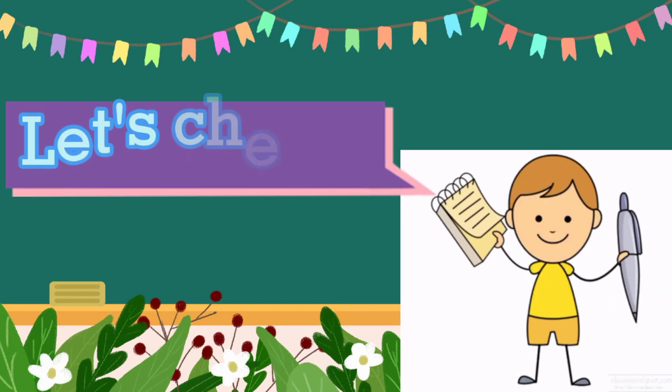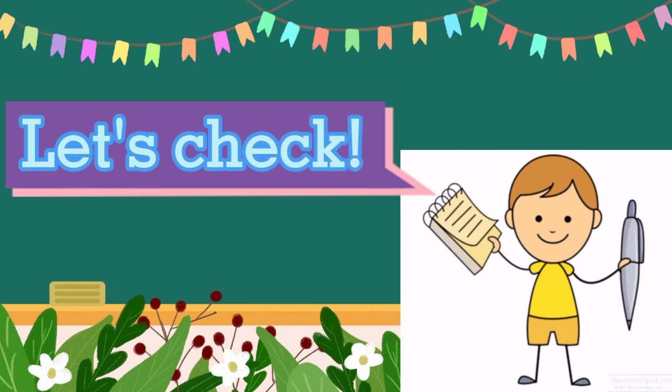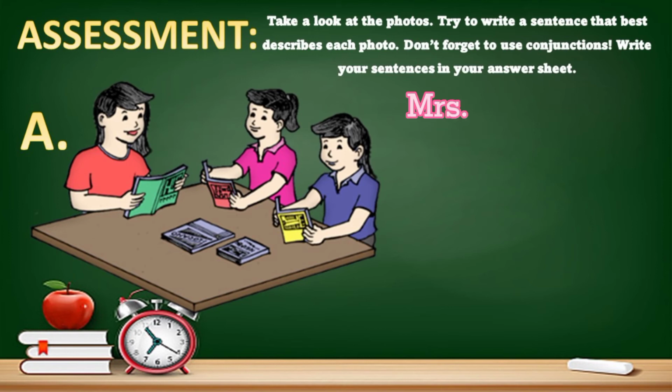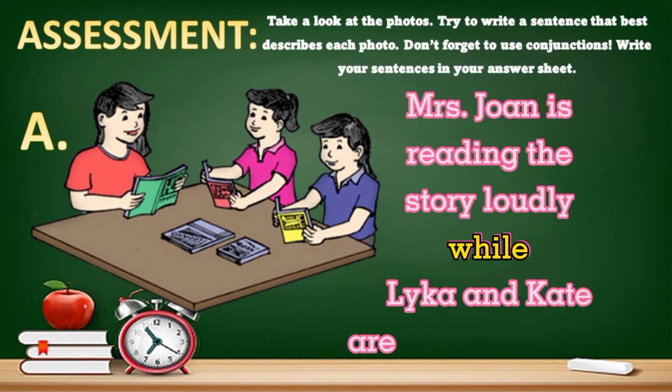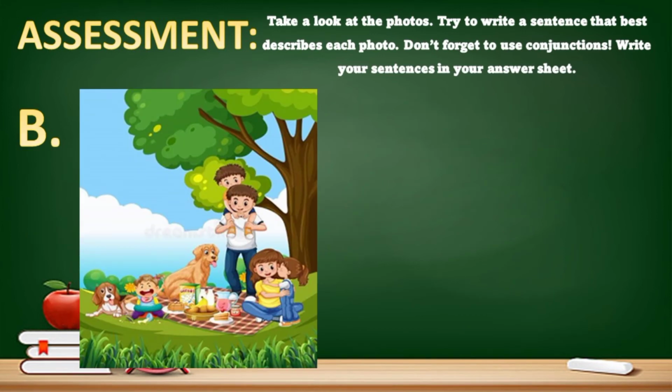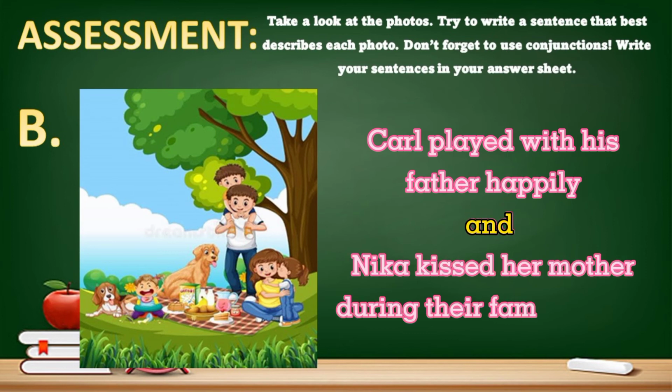If done, let's check your work. Here are some of the possible answers. Picture A. Mrs. Joanne is reading the story loudly, while Laika and Kate are reading silently. Picture B. Carl played with his father happily, and Nika kissed her mother during their family picnic.